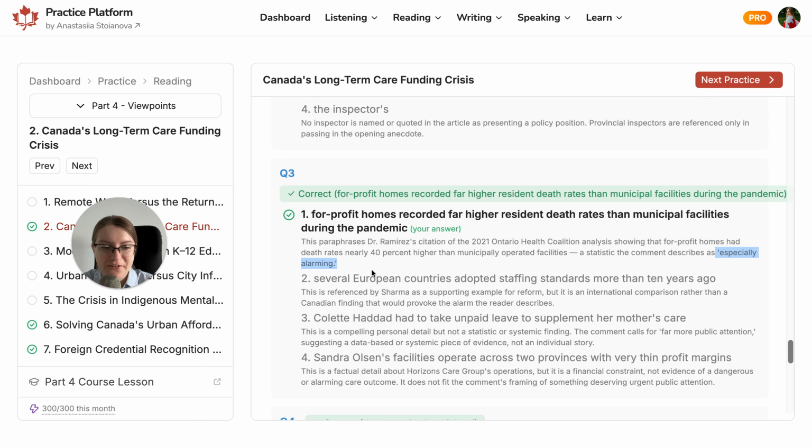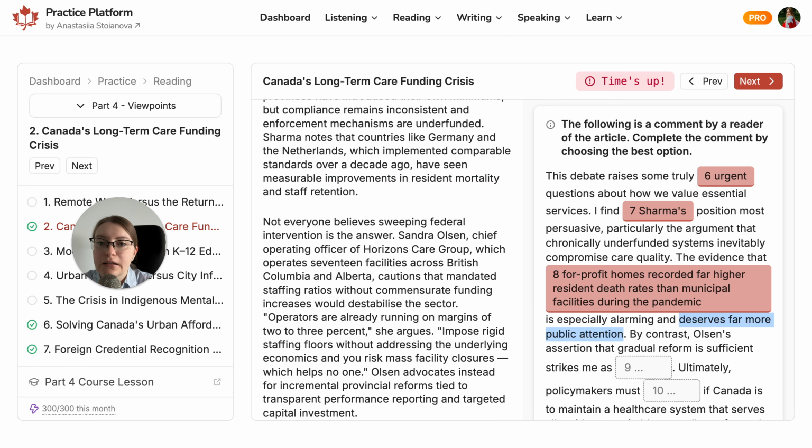Sorry, guys. Several European countries adopted staffing standards more than 10 years ago. This is just a supporting example for reform. It's an international comparison rather than a Canadian finding, right? Something that would provoke the alarm the reader describes. So we need to choose something that really would shock everyone, right? That would be a Canadian finding, right?